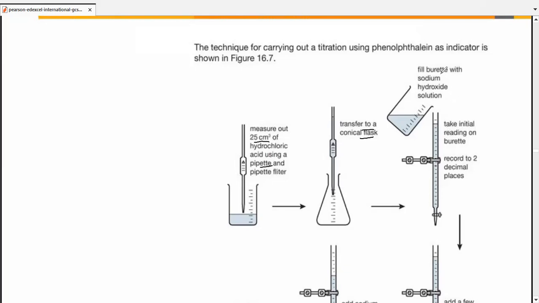On the other hand, we're going to take a burette. Burette is almost equal to pipette in terms of its accuracy, and both burette and pipette are the most accurate pieces of equipment in the lab you're going to use for titration. So what we're going to do is take a burette, clamp it to a stand, and fill up the burette with the alkali solution. We take the initial reading of the burette and record it up to 2 decimal places. Burettes, as they are pretty accurate, can give you the reading up to 1 or 2 decimal places.